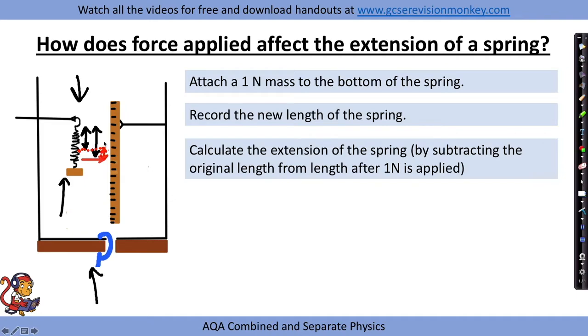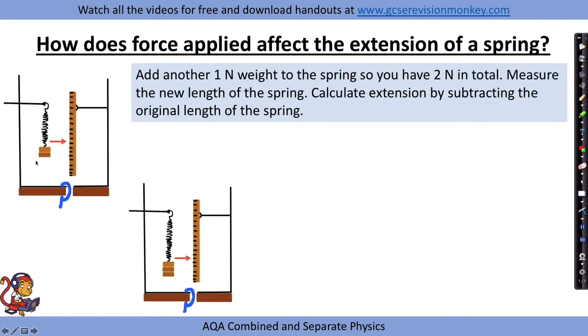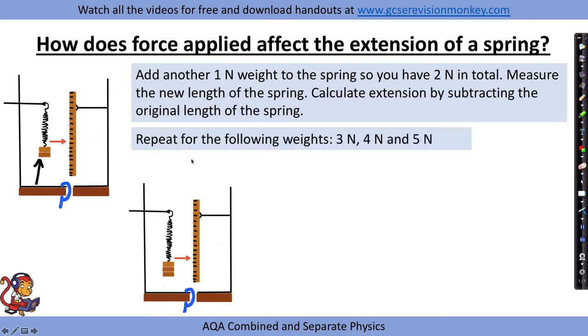So this here is going to be our extension. We then add another Newton weight to the spring, so you have 2 newtons in total now as the force being applied to the spring, and we measure the new length of the spring and again calculate the extension by subtracting the original length of the spring. We then repeat it for the following weights.